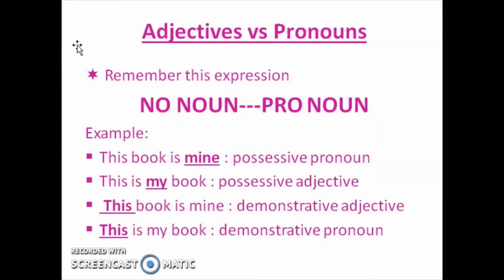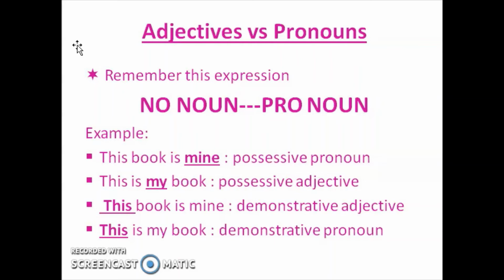So if you look at the first example, the first sentence, "This book is mine." The word mine is not followed by a noun. There's no noun in front of it. In fact, it replaces the words "my book." So I can say "This book is mine" can also be written as "This book is my book." Because this pronoun has replaced these two words, my book, we call it a possessive pronoun.